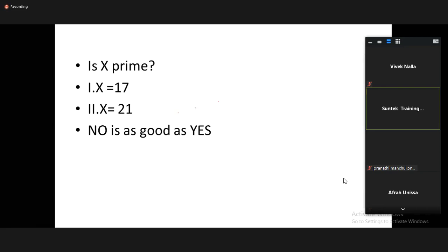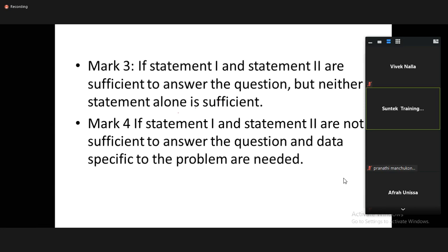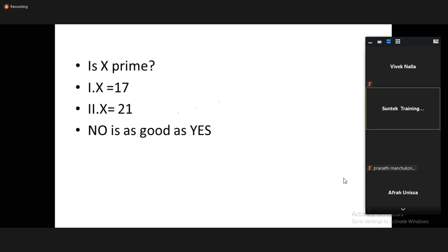2 alone is sufficient where 1 is not sufficient. I cannot take that option as well. What about the third one? If statements 1 and 2 together are sufficient to answer the question, but neither statement alone is sufficient. No, everything is sufficient. No. Okay, so you don't have any option for this question, but this is a nice question.